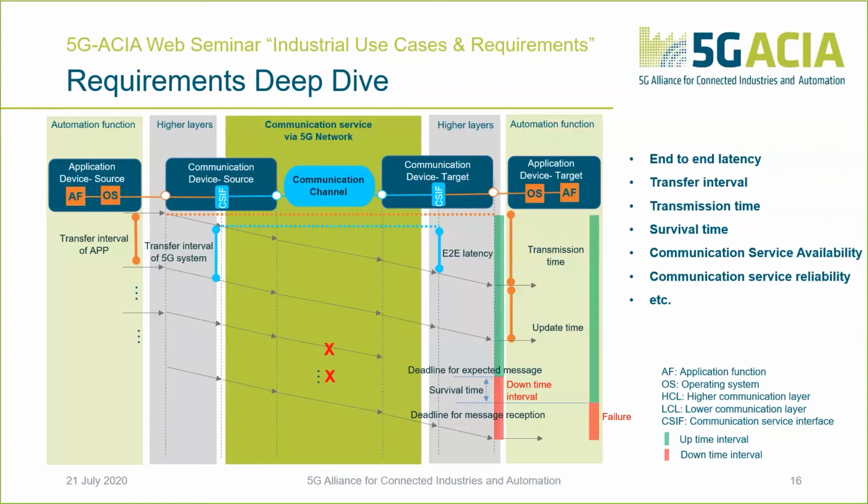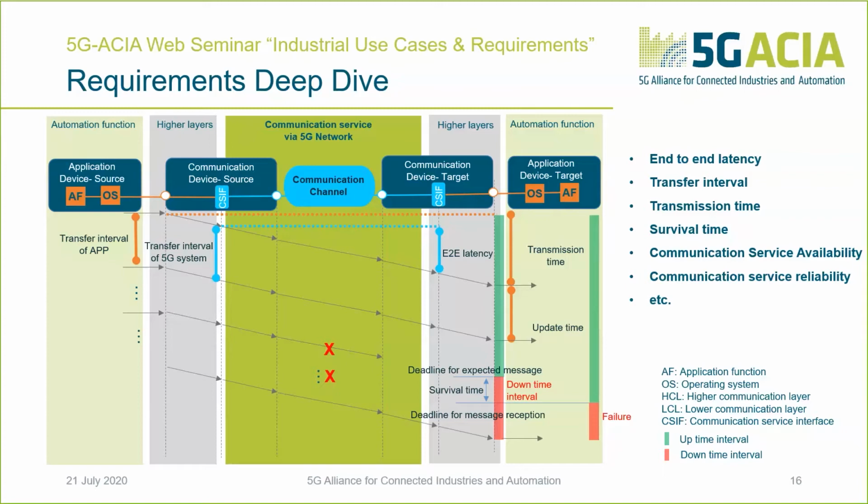The overall picture contains the communication system in the middle and also the automation functions on the side. For the 5G system, the performance measurement begins from the communication service interface, the CSIF, within the communication device. Therefore, when we talk about the end-to-end latency, especially from the 5G system's perspective, it is defined as the time to transfer a piece of information from a source CSF to the destination CSF. So this is what we call the end-to-end latency.